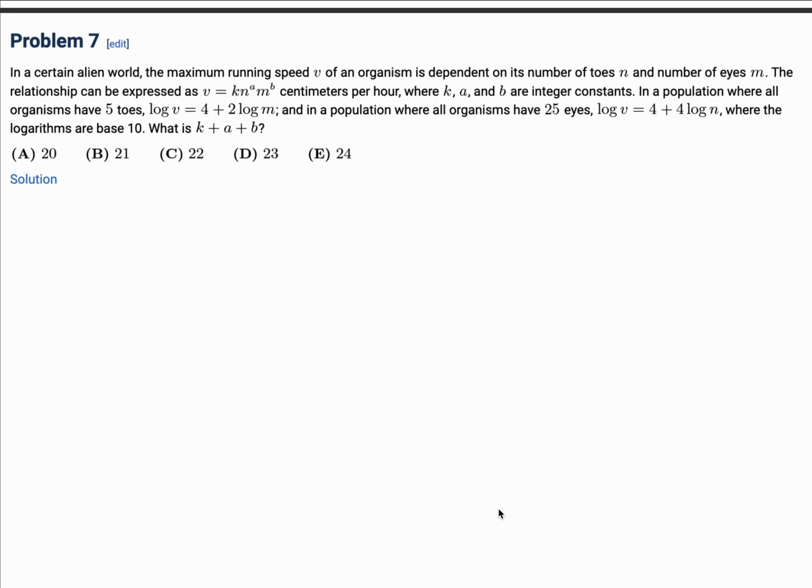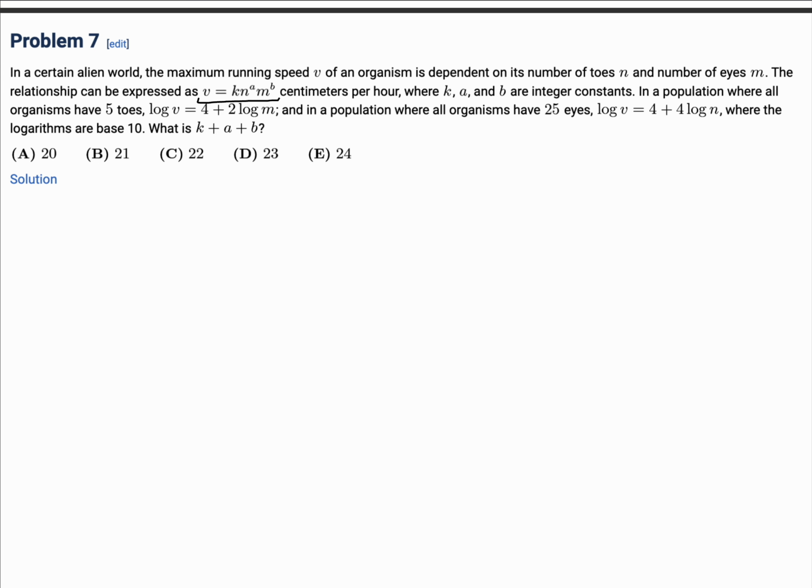Okay, 2025 AMC 12A Problem 7. On a certain alien world, the maximum running speed is dependent on its number of toes and the number of eyes. The relationship can be expressed as v = k n^a m^b centimeters per hour, where k, a, and b are integer constants.